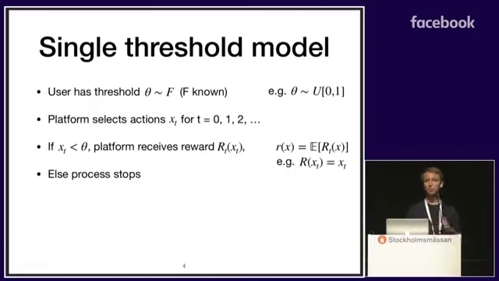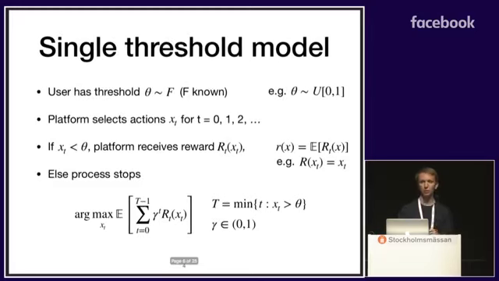And so our simple model that we go over as a baseline looks as follows. Suppose the user has a threshold drawn from some distribution, and for now I'm going to assume that this distribution is known. Now the platform at every time selects an action, just a real valued number, say. And if this number is less than the user's threshold, the platform gets a reward, which is a function of the action. Think of this as increasing in general, and it has some mean function that depends on the action. So it receives this reward as long as the action is below the threshold, otherwise the process stops.